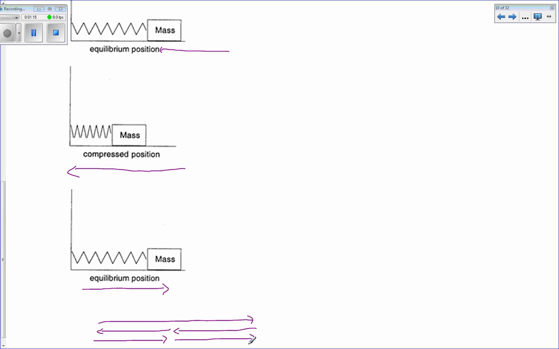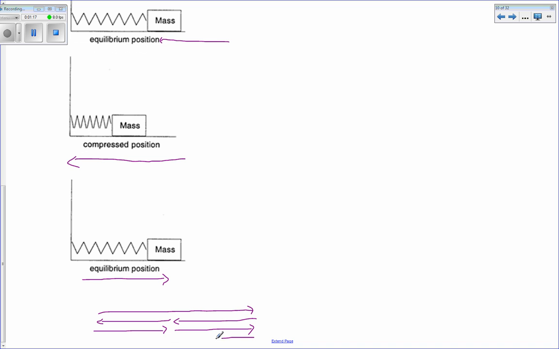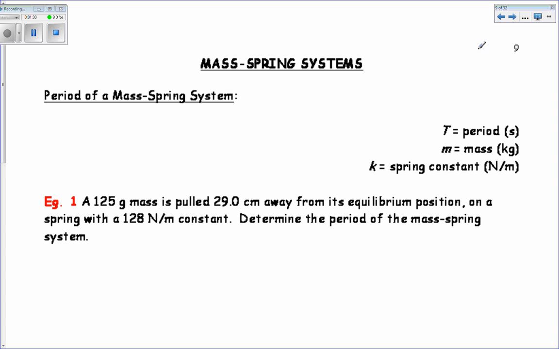I've got the arrows in the middle there to illustrate that there's an equilibrium position that it's passing through. But basically the spring is going back and forth and back and forth. And if it's a frictionless surface, it will do that indefinitely until you stop it. Of course, we always have to deal with friction, so it's not actually going to do it indefinitely. It will stop, but for our purposes, we're talking about it doing it indefinitely.